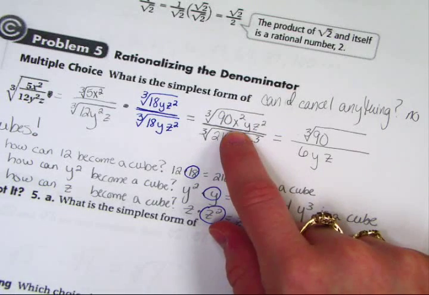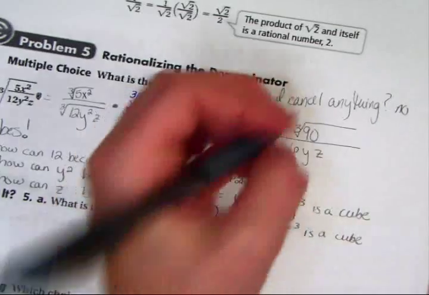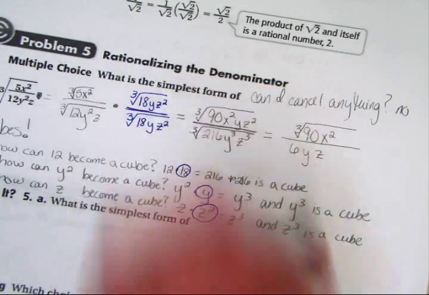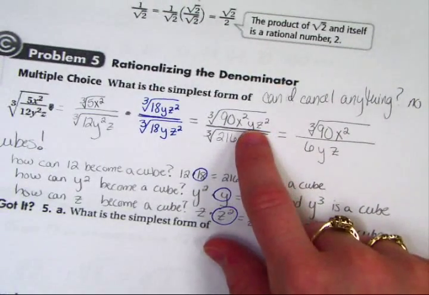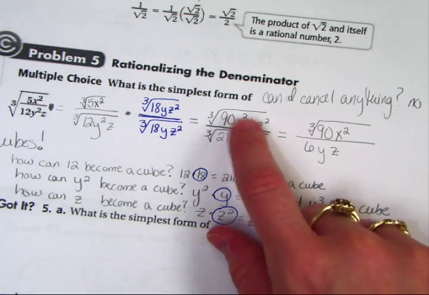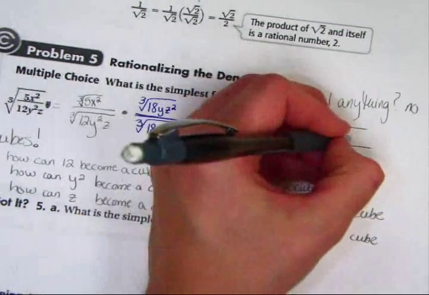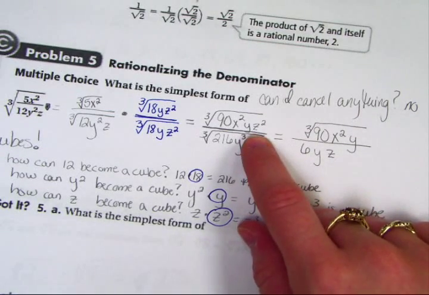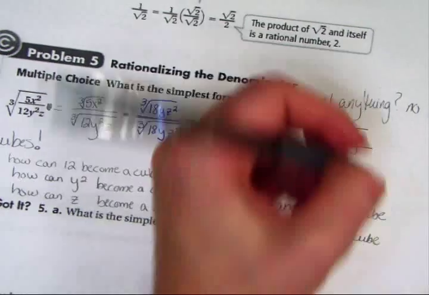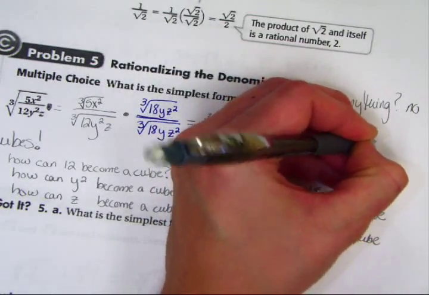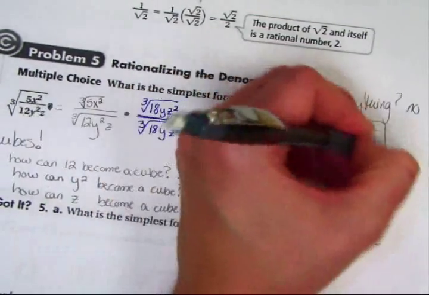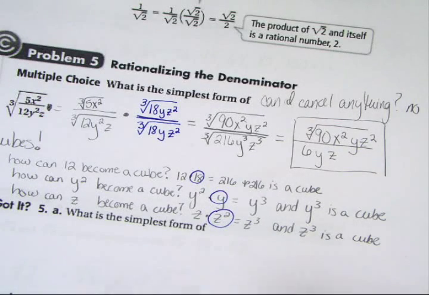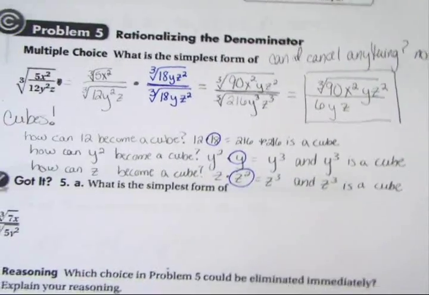Can you pull any x's out? You have 2. You need 3. Nope. Can you pull any y's out? You have 1. You need 3. No. Can you pull any z's out? You have 2. You need 3. No. That is called rationalizing the denominator. We got to practice it again on Got It 5.